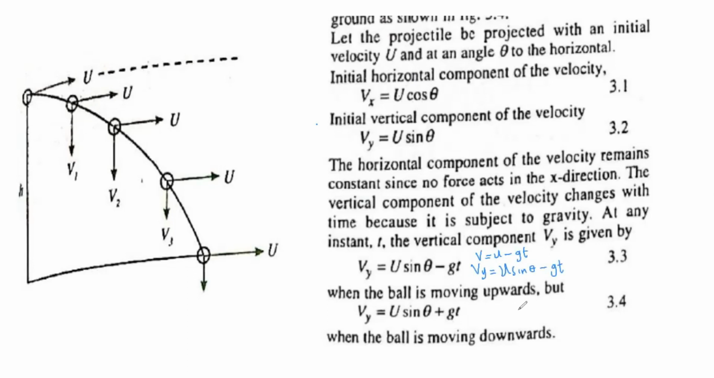When a ball is moving upward, you have this. But when the ball is moving downward, Vy becomes u sin theta, the same vertical component, but it is working with gravity. So this is the only sign that is changing. If the object is coming down, it becomes plus. When the object is going up, it becomes minus for the vertical component.